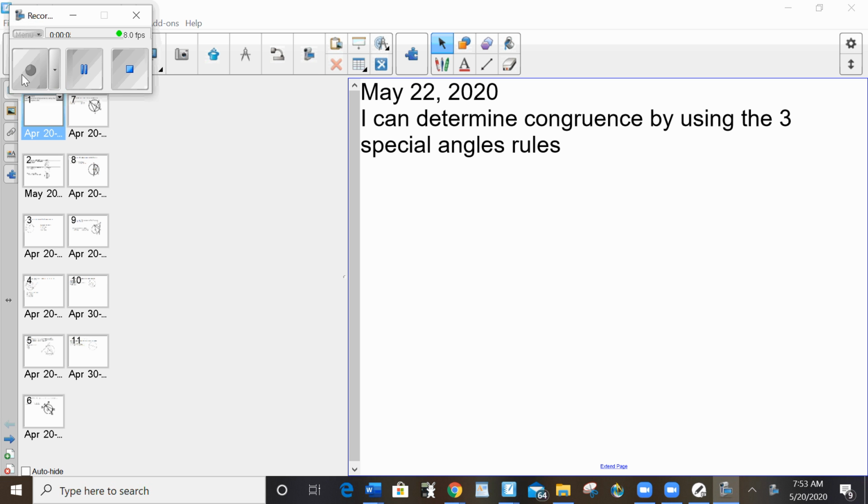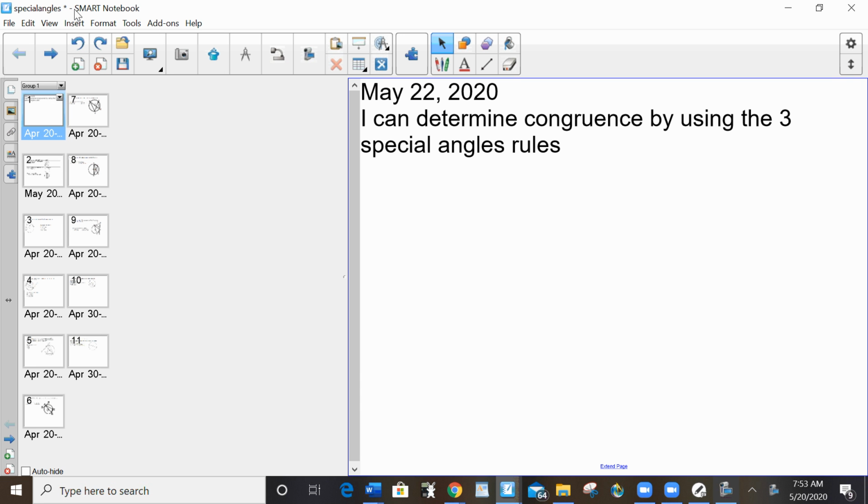Today I can determine congruence by using the three special angle rules. And the key to these rules is inscribed. I'm going to develop the three rules for you. We're going to talk about them, and then we're going to put them in action. So, let's make a circle.